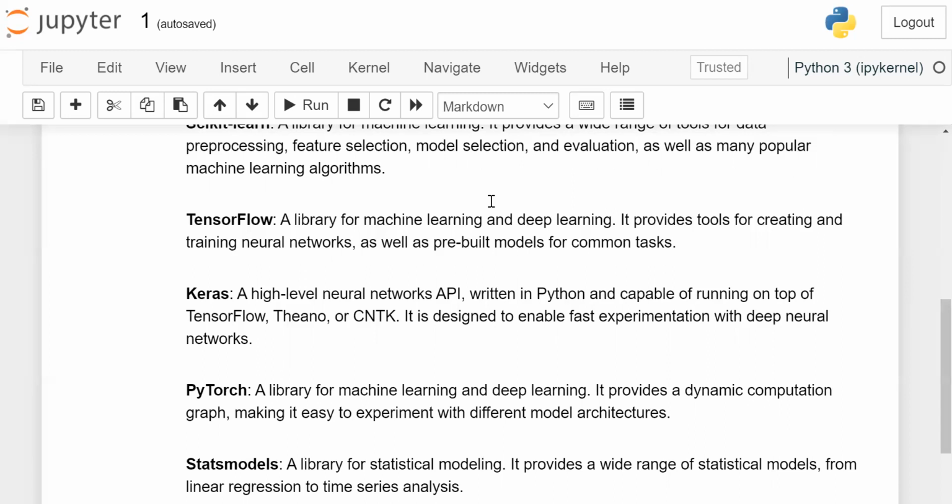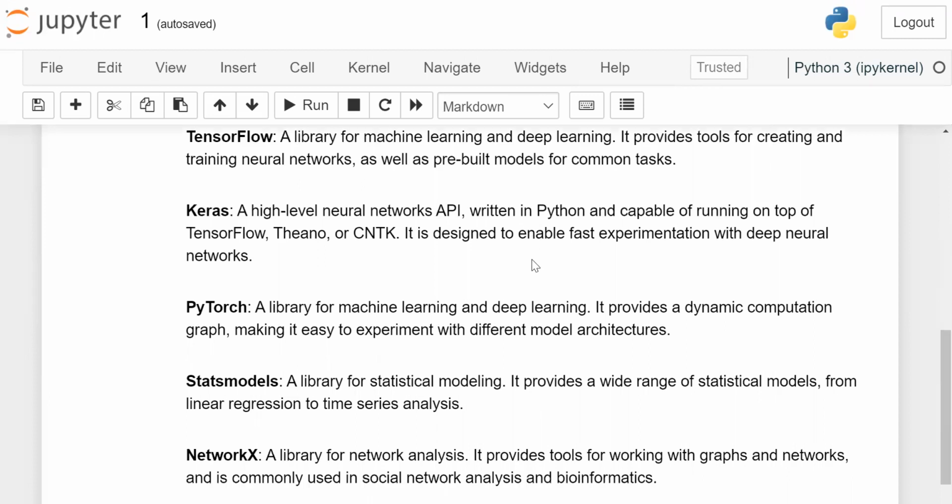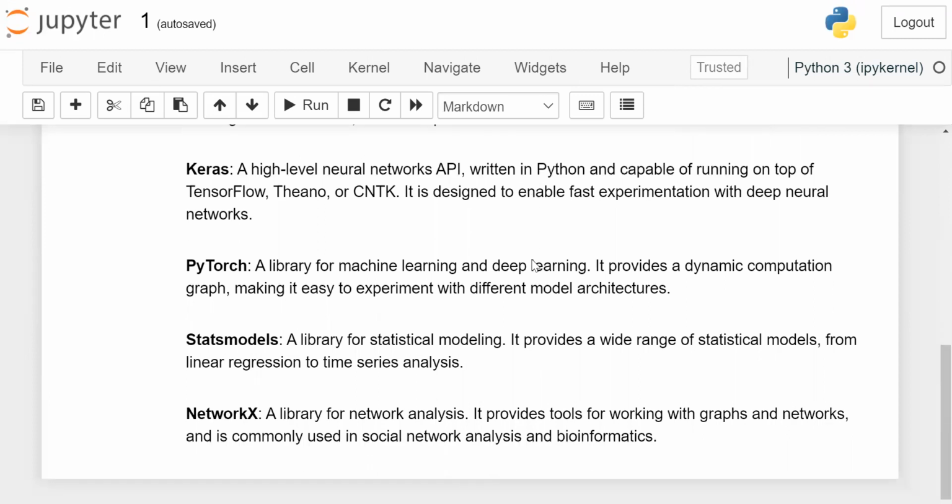Next is PyTorch, a library for machine learning and deep learning. It provides a dynamic computational graph, making it easy to experiment with different model architectures. Statsmodels, a library for statistical modeling. It provides a wide range of statistical models, from linear regression to time series analysis.